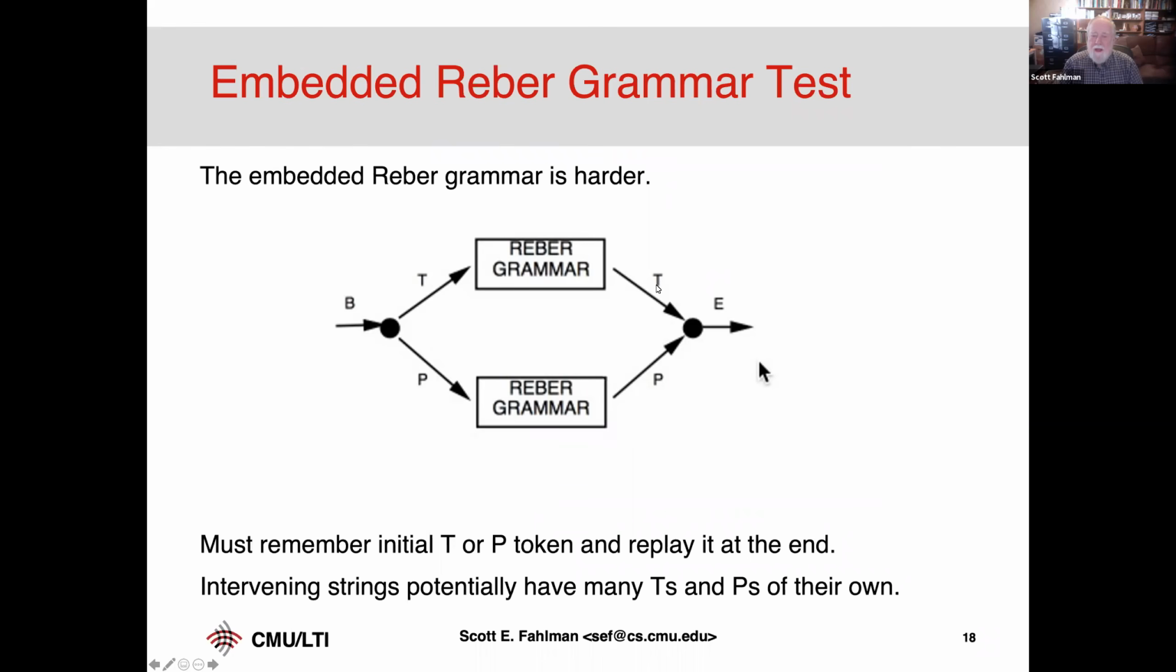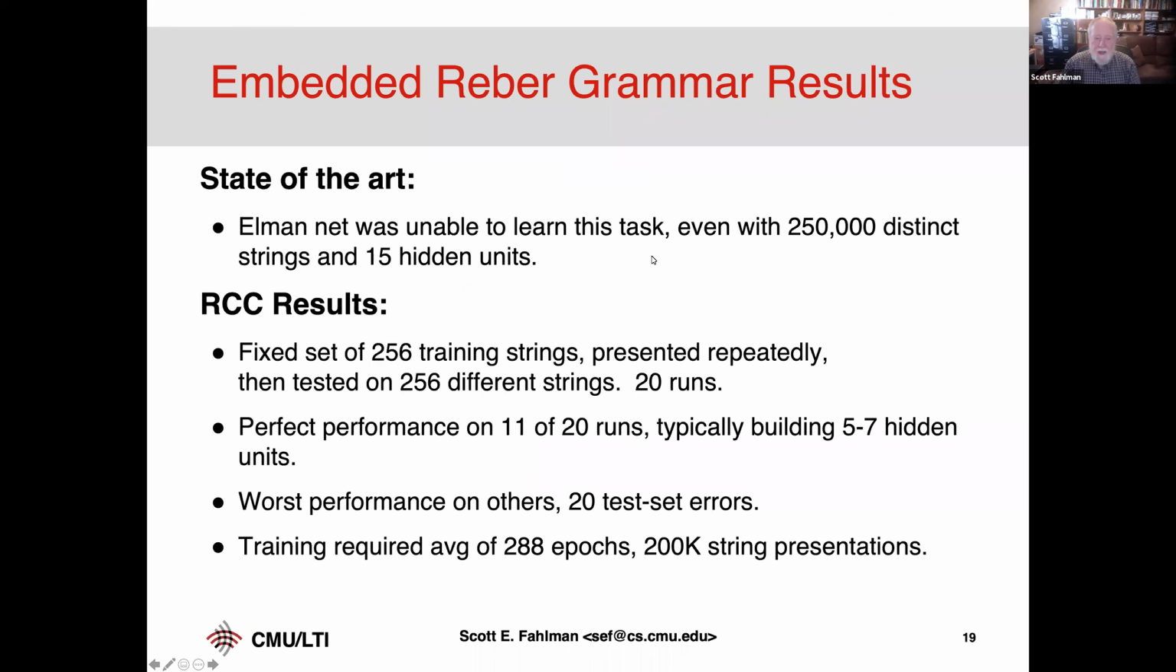Okay, so it's learning these complicated strings, but it has to remember this T value until the end. Or if it was a P, it has to remember that toward the end. So there's one memory cell that needs to be set up, used all the way through all this confusion, and then harvested at the end. Or maybe the same functionality distributed over multiple units. Okay, so this is much, much harder. For the Elman net, there were no reported successes on this task, even with 250,000 distinct strings and 15 hidden units. Okay, so a lot of cycles in those days was burned trying to learn this embedded Reber grammar task.